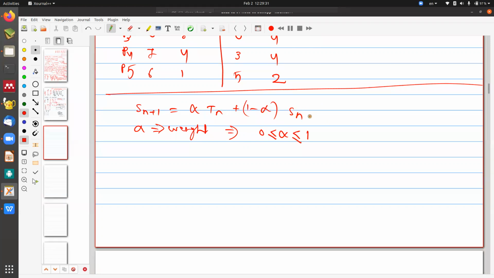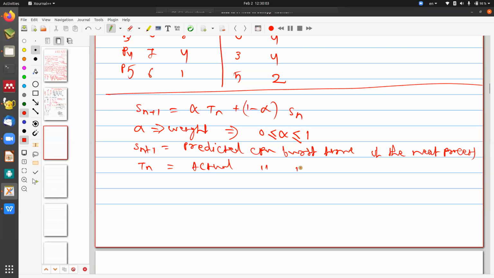So first, you should know what Sn is. S(n+1) is nothing but the predicted CPU burst time of the next process, and Tn is the actual CPU burst time of the nth process.